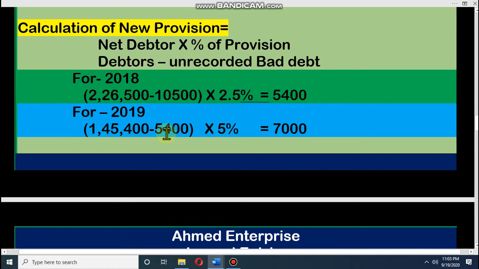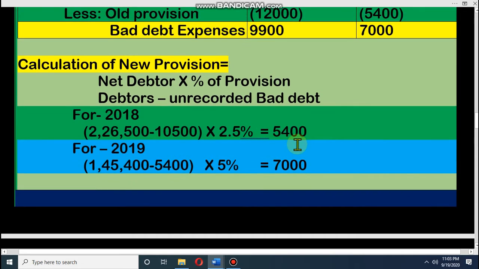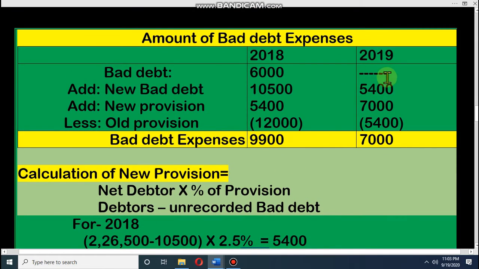1,45,400 and unrecorded 5,400 into 5%, 7,000. That means the new reserve is 7,000. Look at bad debt plus new bad debt plus new provision minus old provision. So bad debt expense is 7,000.